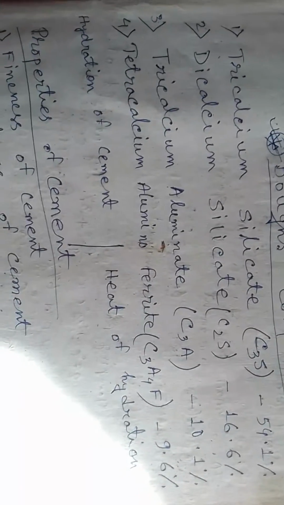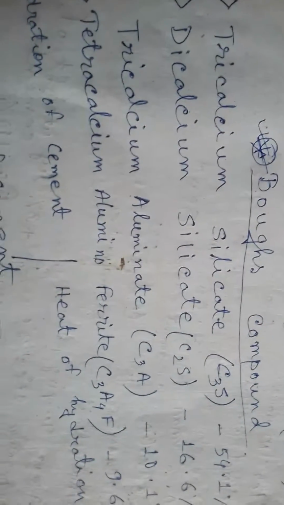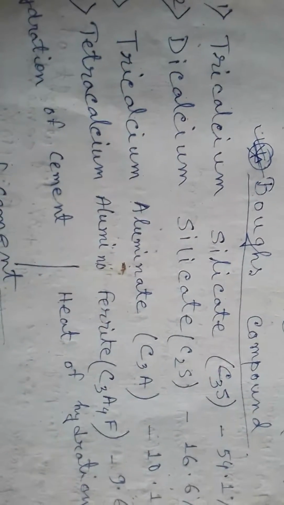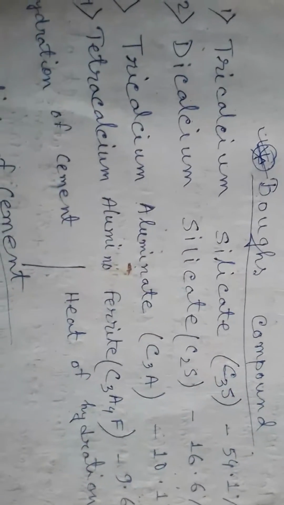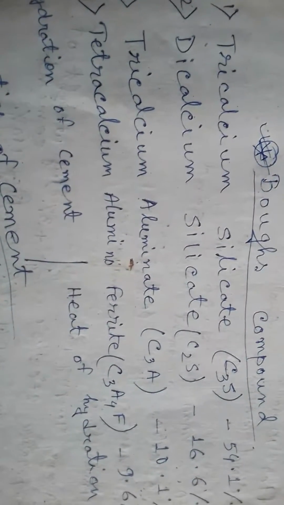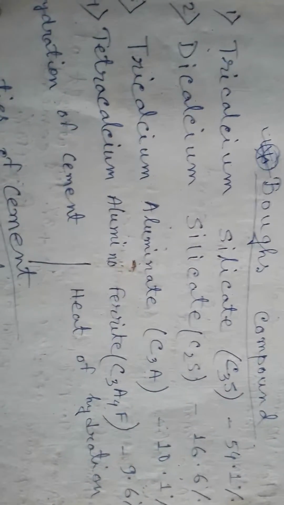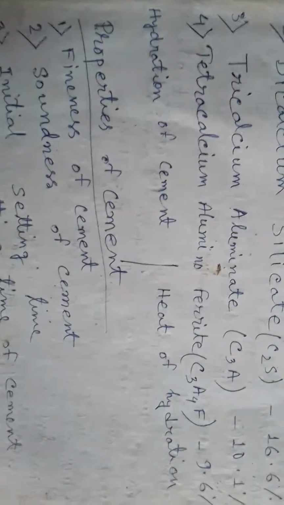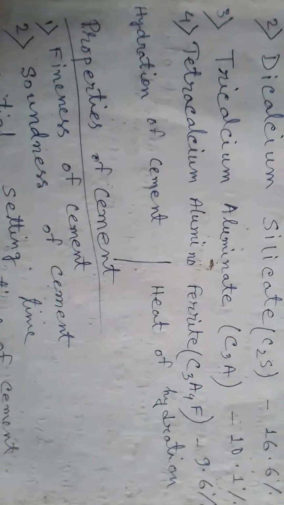And next, what is heat of hydration? The reaction of cement with water is exothermic. During the reaction between cement and water, rapid heat is evolved. This heat of evolution is probably due to the reaction of aluminates and sulfate solution. So the heat that comes from the hydration of cement is called heat of hydration.